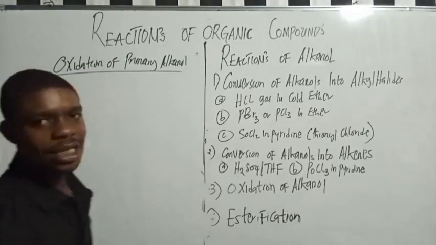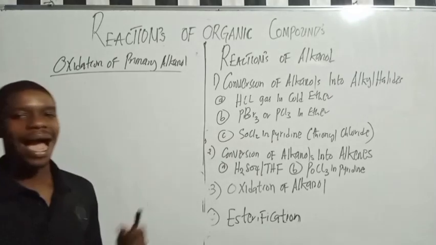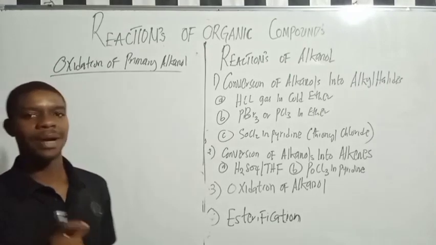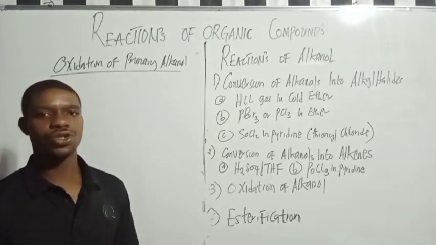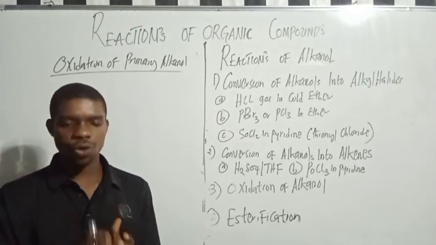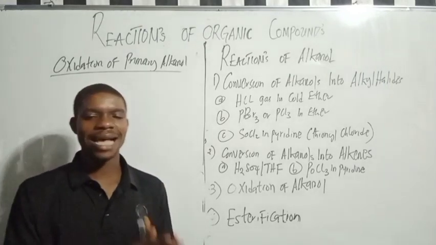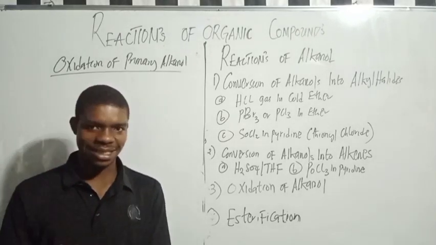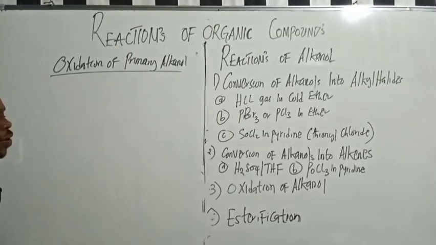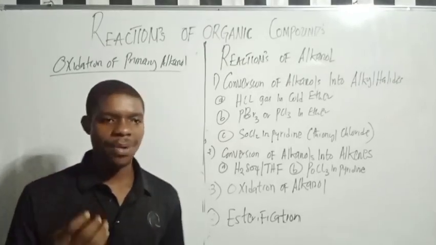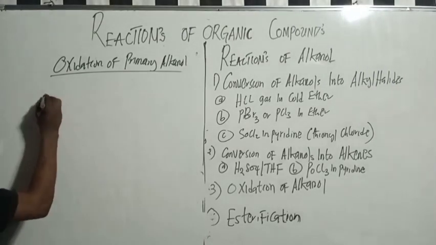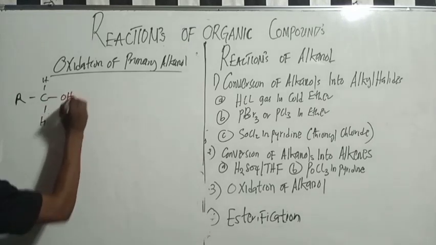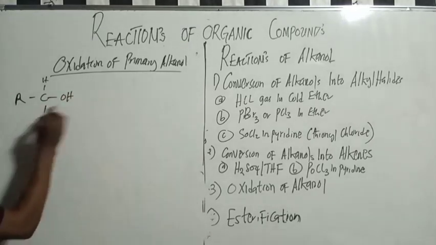Check that. Oxidation of primary alkanol will produce an aldehyde. Oxidation of primary alkanol using weak oxidizing agents such as PCC, pyridinium chlorochromate, will produce an aldehyde as a product. Then further oxidation will produce a carboxylic acid. So when you use a weak oxidizing agent to oxidize primary alcohol, remember that primary alcohol is like this: C, hydrogen, any alkyl, hydrogen, then OH.